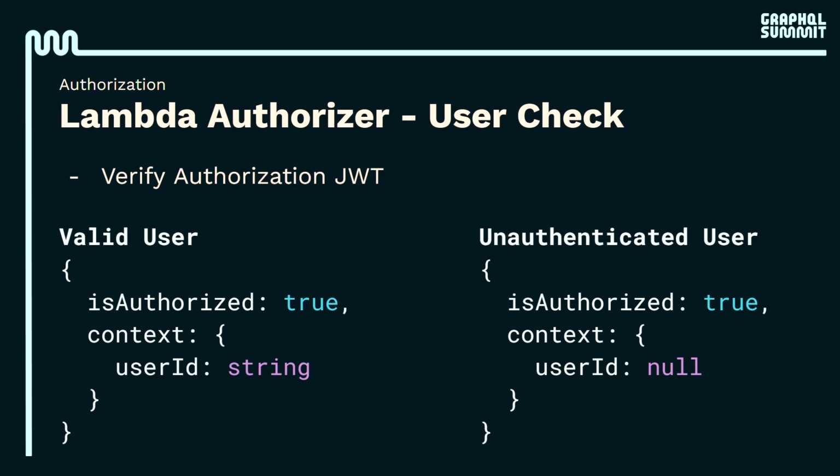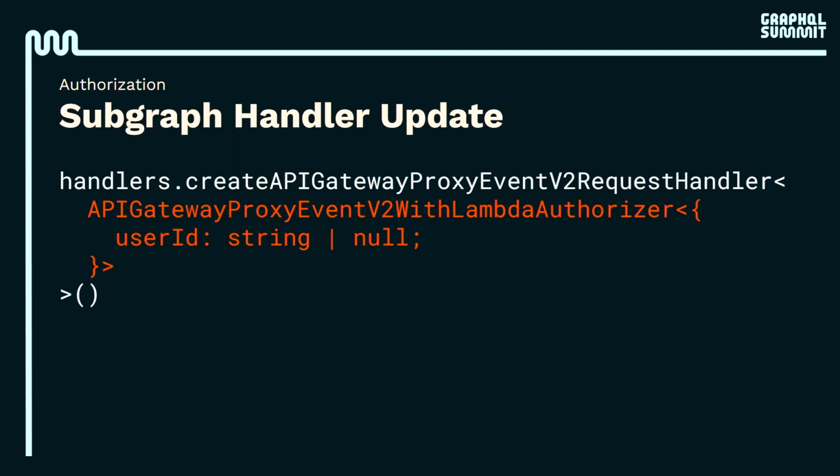And the context will include the user ID of that user that was stored on the JSON web token. Then for unauthenticated users, we still actually want their request to pass because we have certain fields on our supergraph that we allow unauthenticated users to access. But in this case, the context for that user is going to be user ID null, as there's no user associated with that request. So this actually ties all the way back to our creation of the request handler.